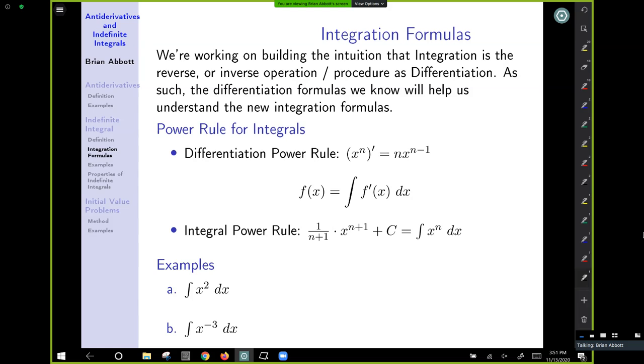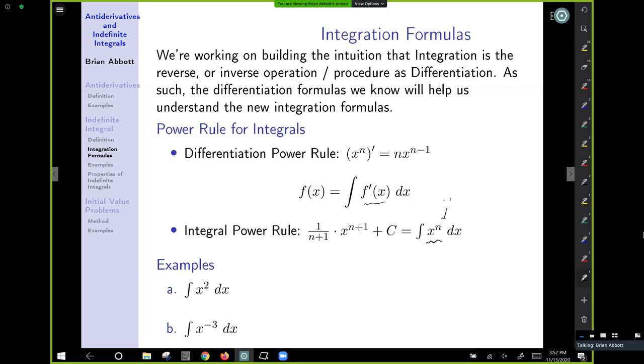So the differentiation power rule: the derivative of x to the n is to drop the exponent down and then subtract 1. So to reverse that process, the function inside the integral is the derivative, f prime of x. So x to the n is the derivative. Well, what has the derivative of x to the n? To reverse the process of differentiation, how did we get the exponent?